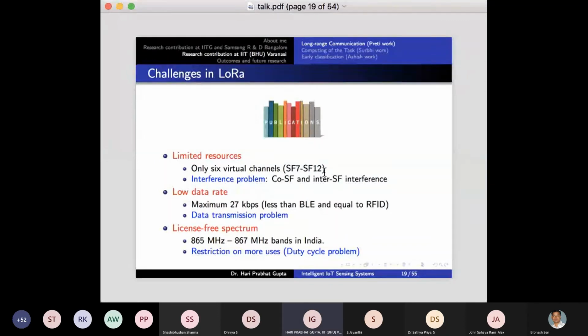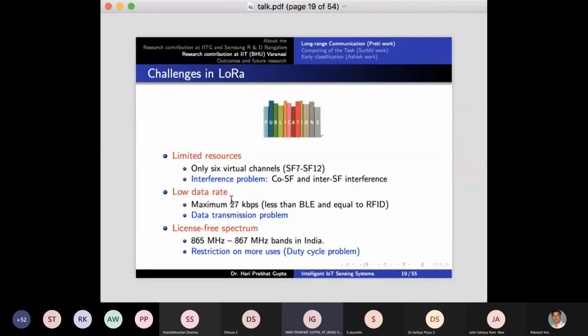If it does not wait and also uses SF factor 7 as a virtual channel for transmission, then interference comes into the picture. If 2 devices take SF factor 7 at the same time, then definitely interference comes into the picture. So LoRa has the problem of interference because there are more than 6 devices at the same time. The second challenge that we face is the data size.